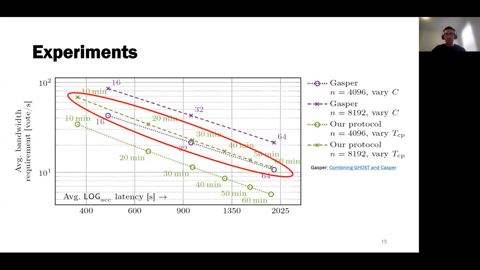We observed that for the same bandwidth and latency requirements, our protocol can accommodate twice as many validators as Gasper. Thus, it can achieve a higher degree of decentralization under the same network settings. On the other hand, when bandwidth requirement is fixed, we observe that our protocol can achieve twice as small a latency for the accountable prefix ledger as Gasper. We observe that the same property holds true for different bandwidth requirements. Thus, our protocol can outperform Gasper in terms of latency and decentralization.